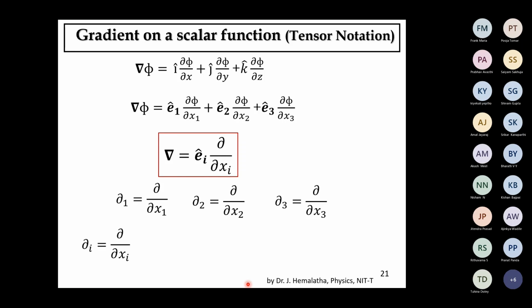So generally dou I, instead of writing in all these three, you can simply write dou I. That means dou by dou xi. That means dou by dou x1 plus dou by dou x2 plus dou by dou x3 is also there. So del can be still simplified as EI cap dou I, because this dou by dou x is still reduced as dou. EI cap into dou I. This means this.